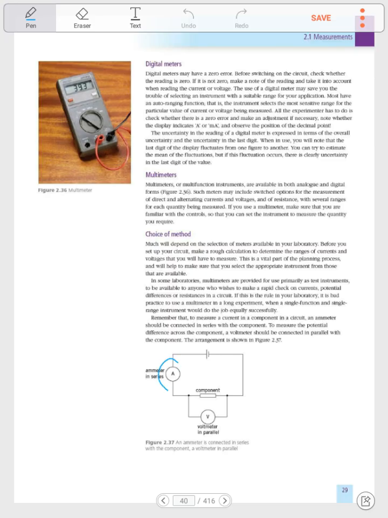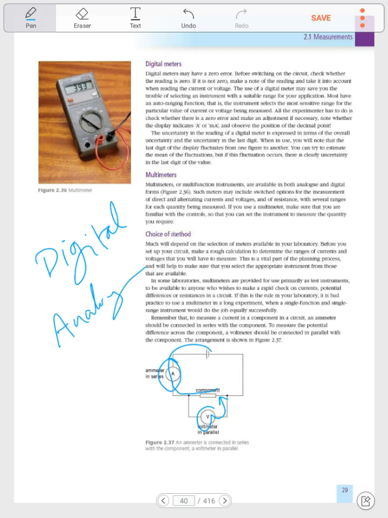Here we talk about the ammeter, which is connected in series in the circuit, and the voltmeter, which is connected in parallel. We have two types of meters for measuring current or voltage. We have a digital one and we have an analog one. What is the difference between analog and digital?